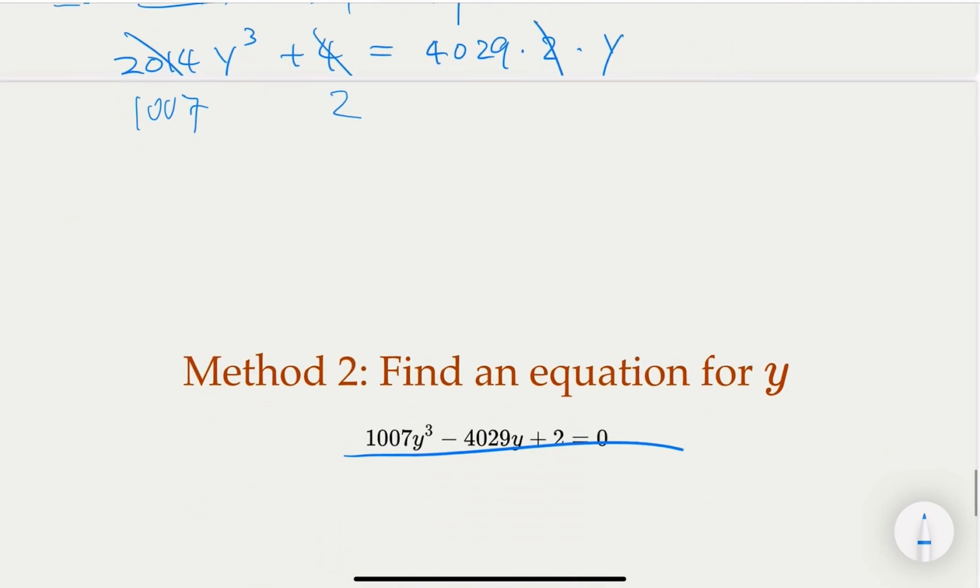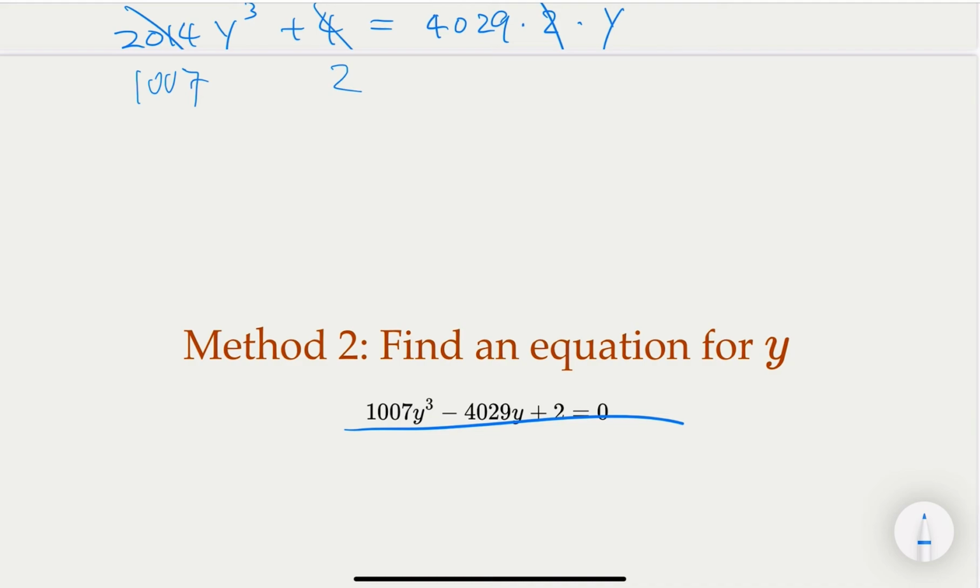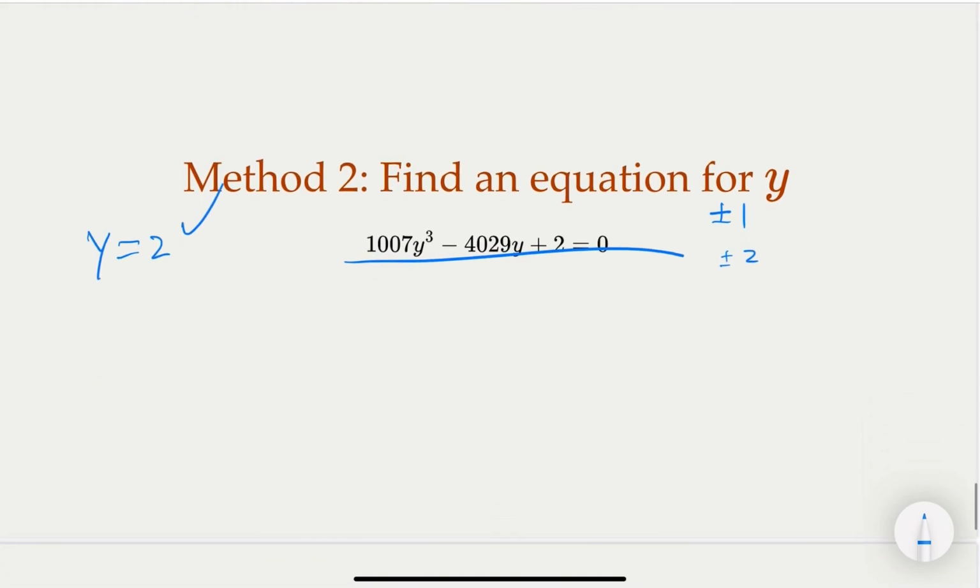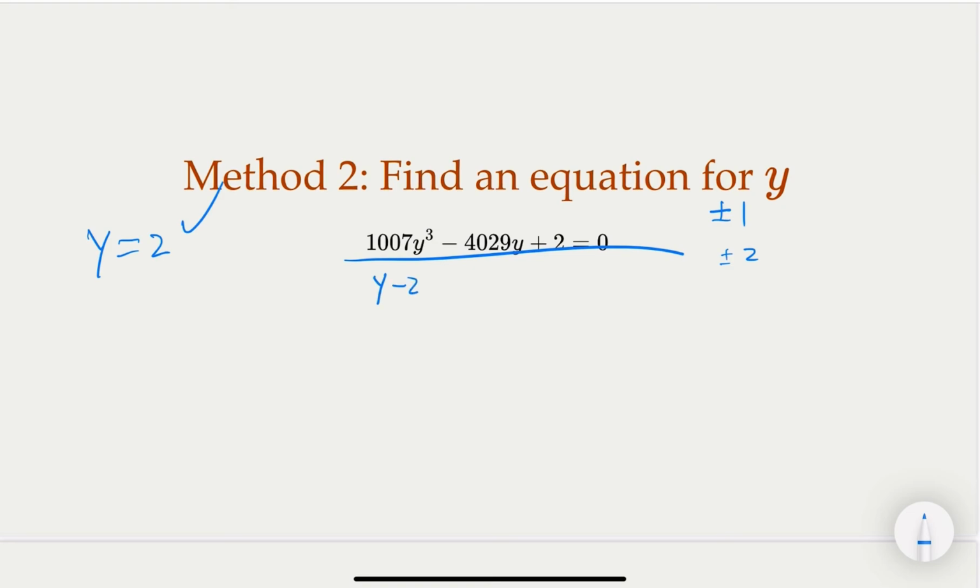But how do we solve it? Even though it's a cubic equation, we're going to try and error. So is 1 or negative 1, is 2 or negative 2 a root? You can try it, and if you do the algebra, you know that y equals 2 is a root, right? But how about the other two roots? Let's try to factor this, because right now we know 2 is a root for sure. It has a factor of y minus 2 here, times some quadratic equal to 0, right?